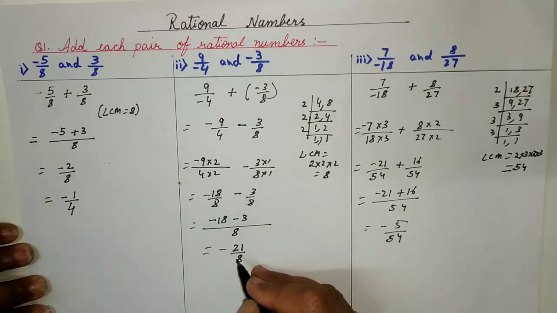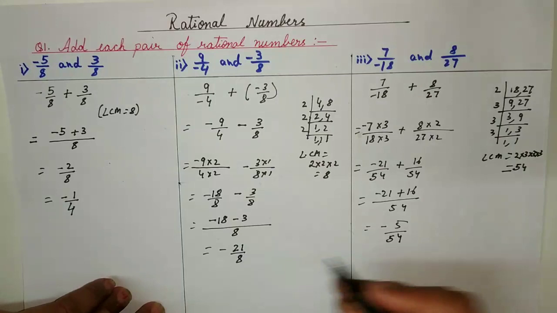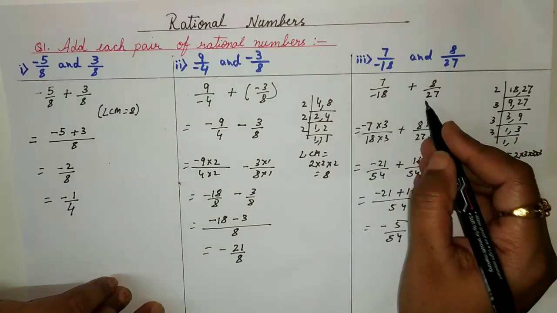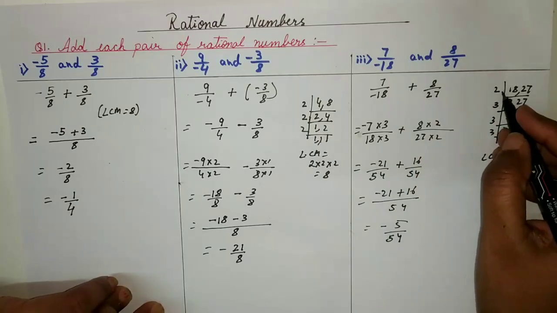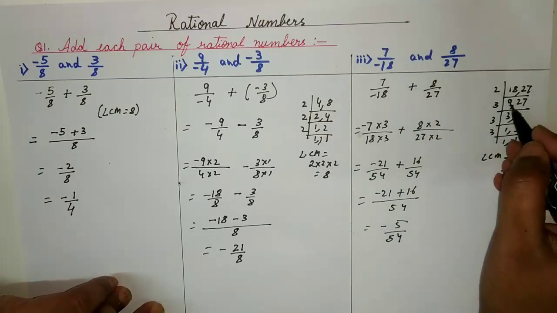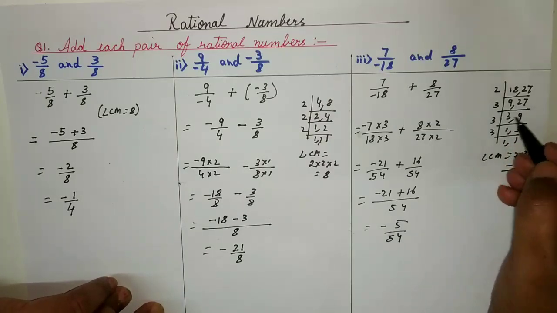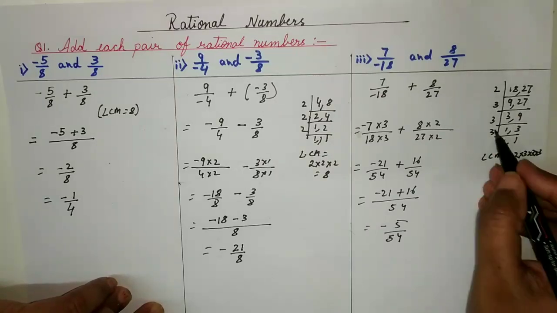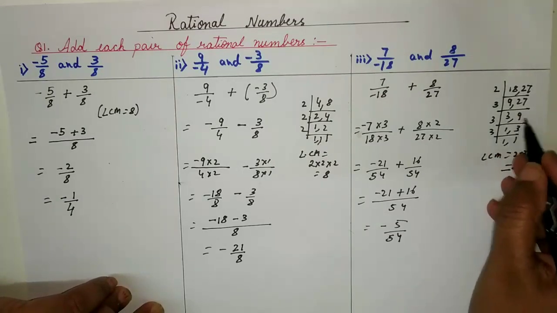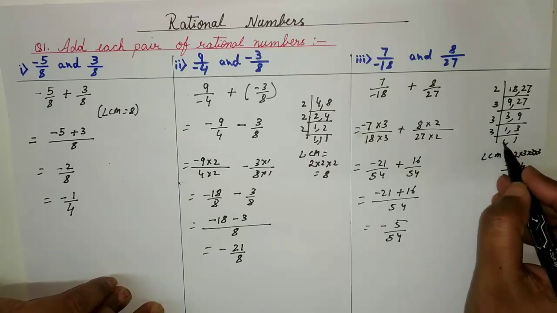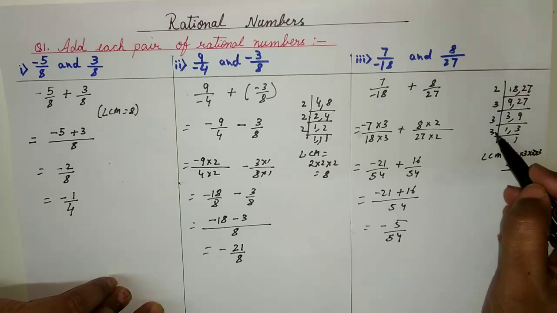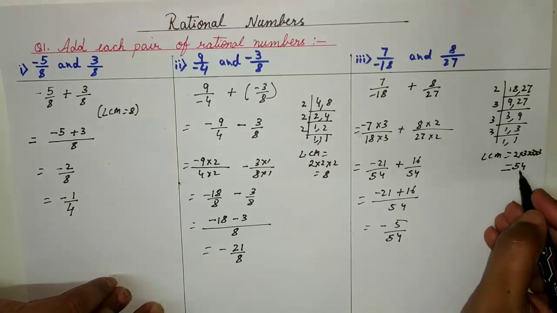Minus 18 minus 3 is minus 21 by 8. For this question, we have 18 and 27 as our denominators. So lowest number, common factor 2. So 2 9s are 18, 27 is not divisible, so 27 will be brought down. Now 3 3s are 9, 3 9s are 27, 3 1s are 3, 3 3s are 9. Now 3, 1 and 1. Therefore, 2 into 3 into 3 into 3 is 54. So the LCM is 54.